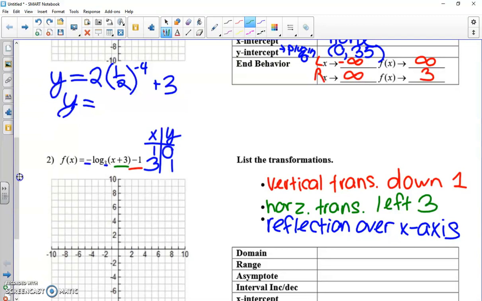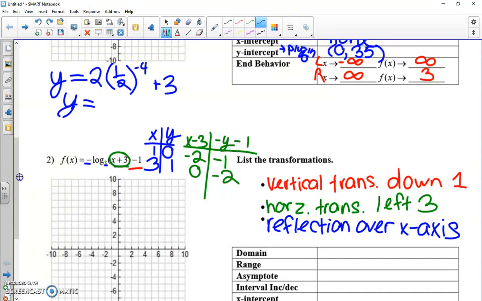And then we make our new chart. So to make our x values move to the left, we're going to subtract 3. Remember, everything with the x goes with the x, everything else goes with the y. So to reflect our y values, we multiply them by a negative, and then move them down, we subtract 1. Okay, and then we just do it. So our x values subtract 3, so 1 minus 3 is -2, 3 minus 3 is 0. Okay, well, 0 minus 1 is -1. And then -1 minus 1 is -2. So those are our new points that we're going to graph.